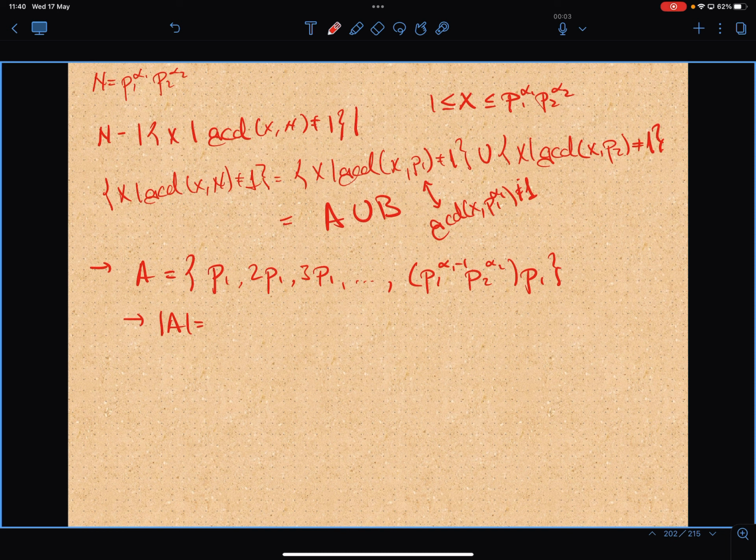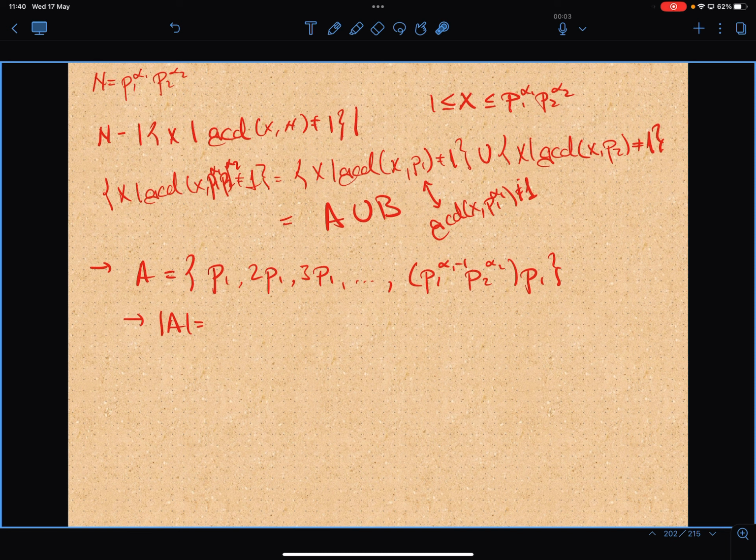So I removed the alphas. The set on the left of that equal sign is like the complement of the set. Here, this n is p1^alpha1 p2^alpha2. The idea is that if the GCD is not equal to 1, then x and n share a factor in common. So it either shares p1 in common or it shares p2 in common. So I split it up this way.